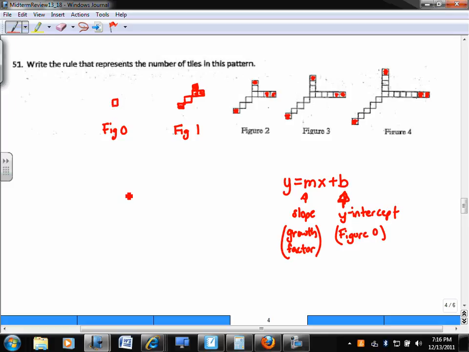So let's plug in to find our rule. y equals, what's our growth factor? How many did we add each time? We added 1, 2, 3, 4. So 4, we have our x. And then how many tiles did figure 0 have? It had 1 tile. So plus 1. And that's our equation here. y equals 4x plus 1.